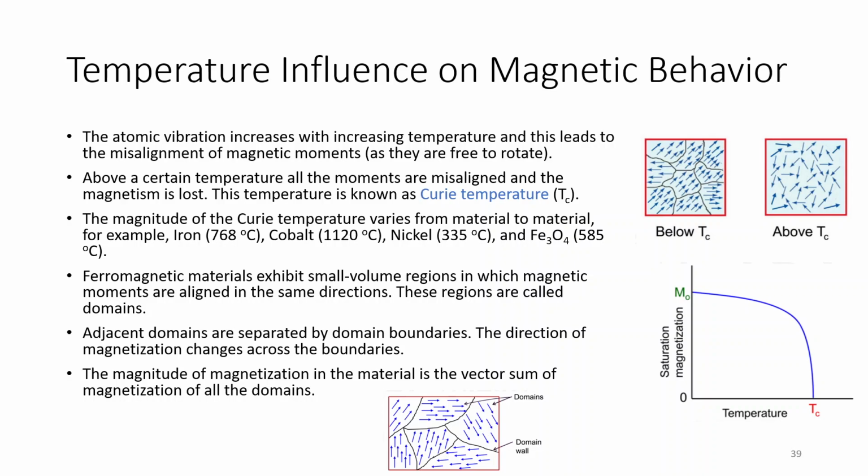Now, ferromagnetic materials exhibit small volume regions in which magnetic moments are aligned in the same direction. These regions are called domains, and adjacent domains are separated by domain boundaries, and the direction of magnetization changes across the boundaries. The magnitude of magnetization in the material is the vector sum of the magnetization of all the domains. Now here also you can see these are the domains and these are the domain walls.